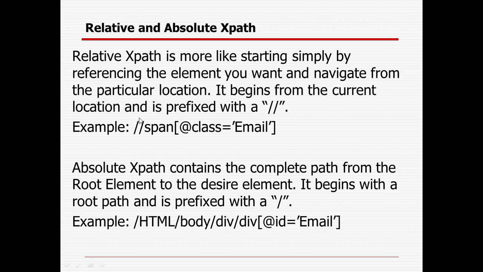I will show you. Relative Xpath starts simply by referencing the element you want to navigate from a particular location. It begins with the current location and is prefixed with a double slash. Suppose it is a text box, it will start with input; if it is a link, it will start with a, and you can create your own Xpath.